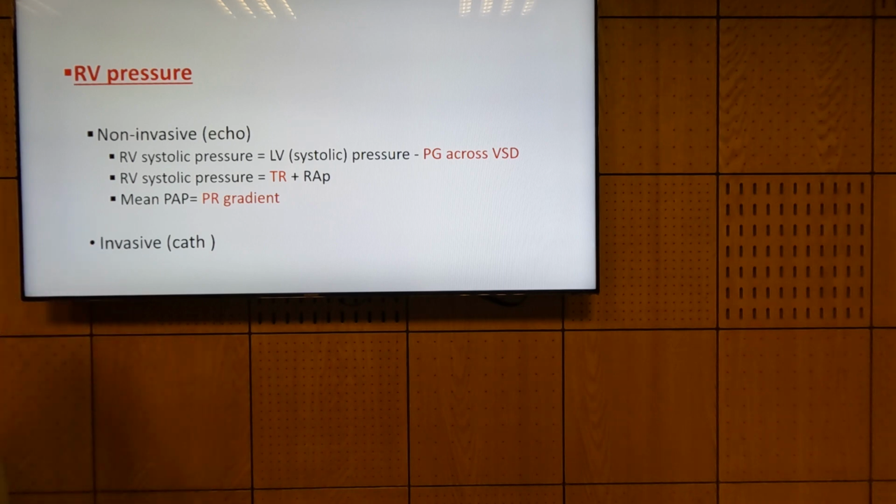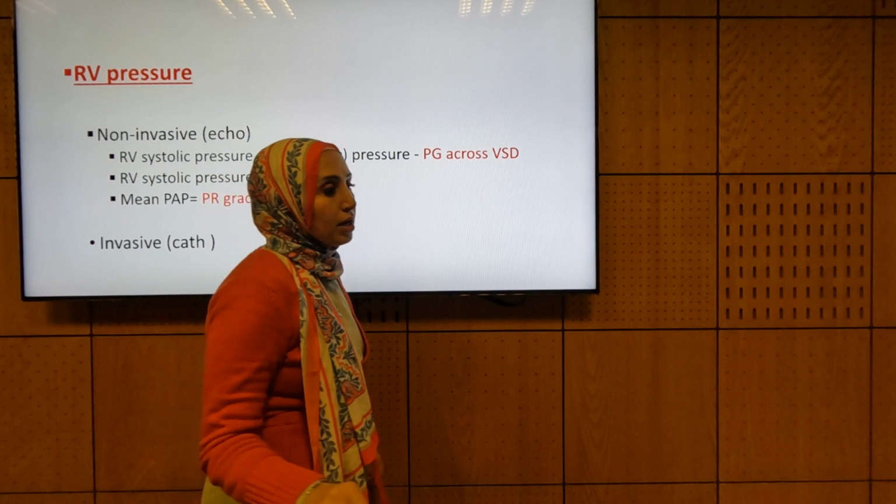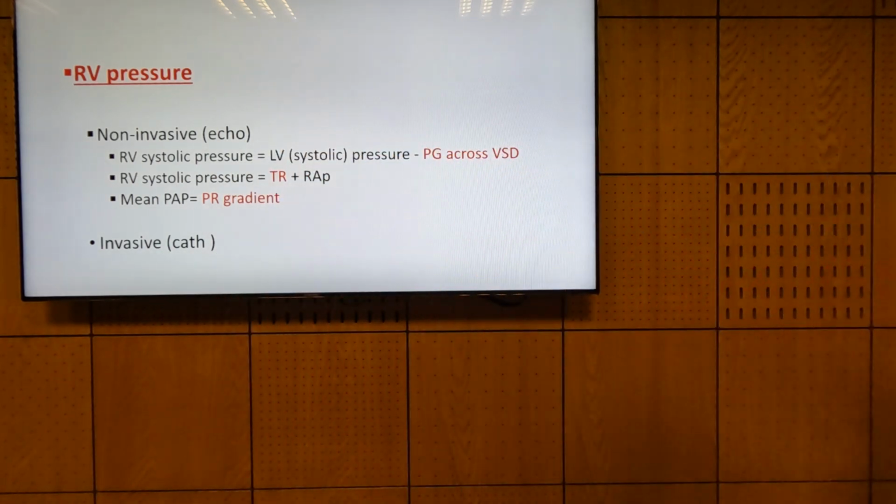The pressure gradient across the VSD. We ask you if there is tricuspid incompetence, you have to measure it, and if there is pulmonary incompetence. In the case of VSD, your echo report has to have these 3 items. Now we will go through them.